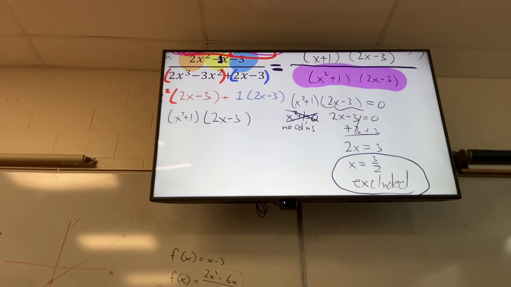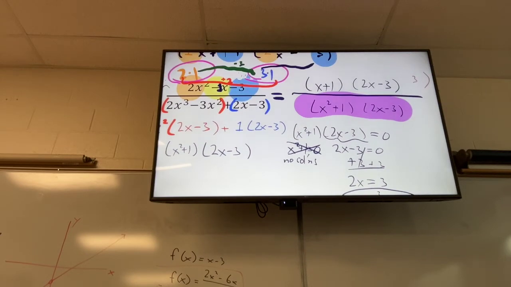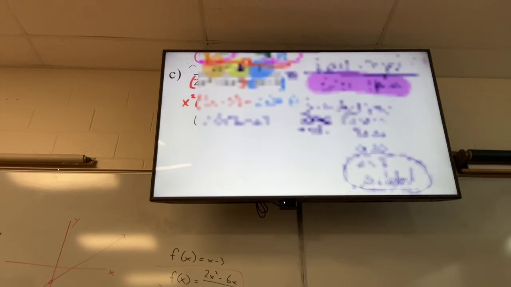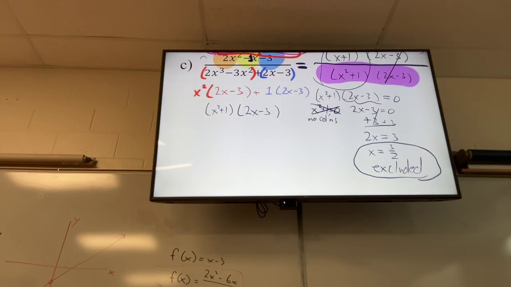Okay, then what's my last step here? So I already factored, so I just have to do what? I just have to cancel. So that's going to cancel. So my final answer is just going to be what's left here. Okay, so x plus 1 over x squared plus 1, right, with those excluded values.